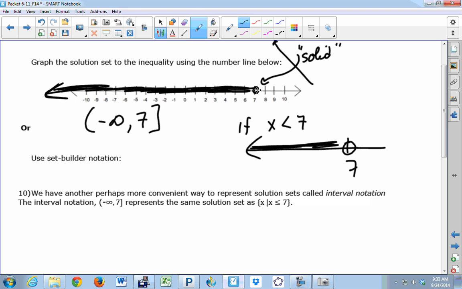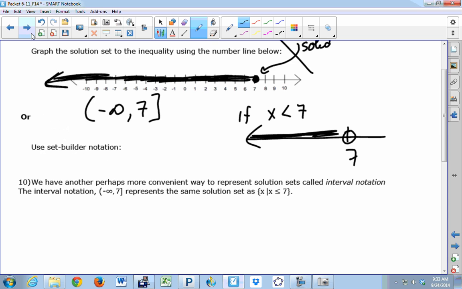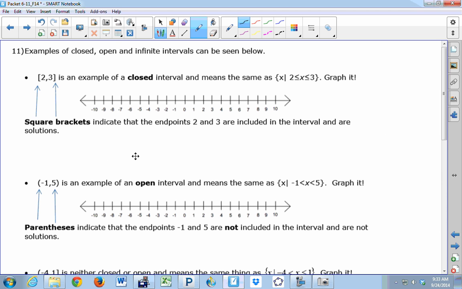And then we say it starts at 7, and then it goes all the way to the left to negative infinity. And that has to have an open parenthesis. All right? So this is a new notation. We're going to have some practice with it now. So let's see. If we had this notation, what numbers would be in that solution set as it now appears? Let's try to do it on the number line first.